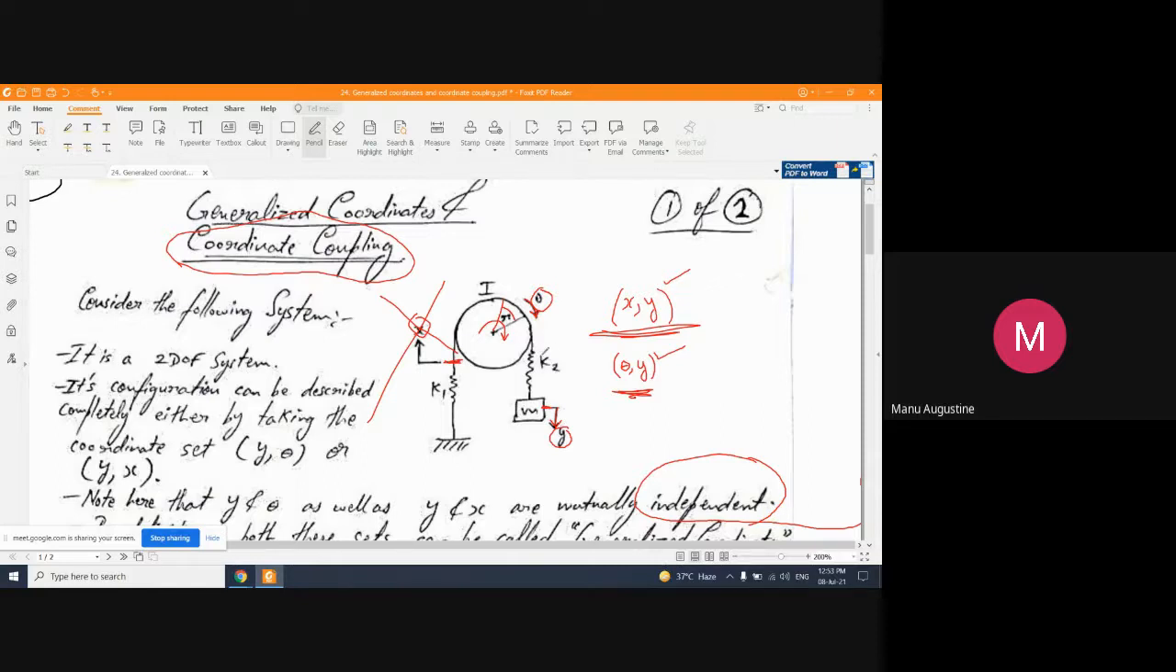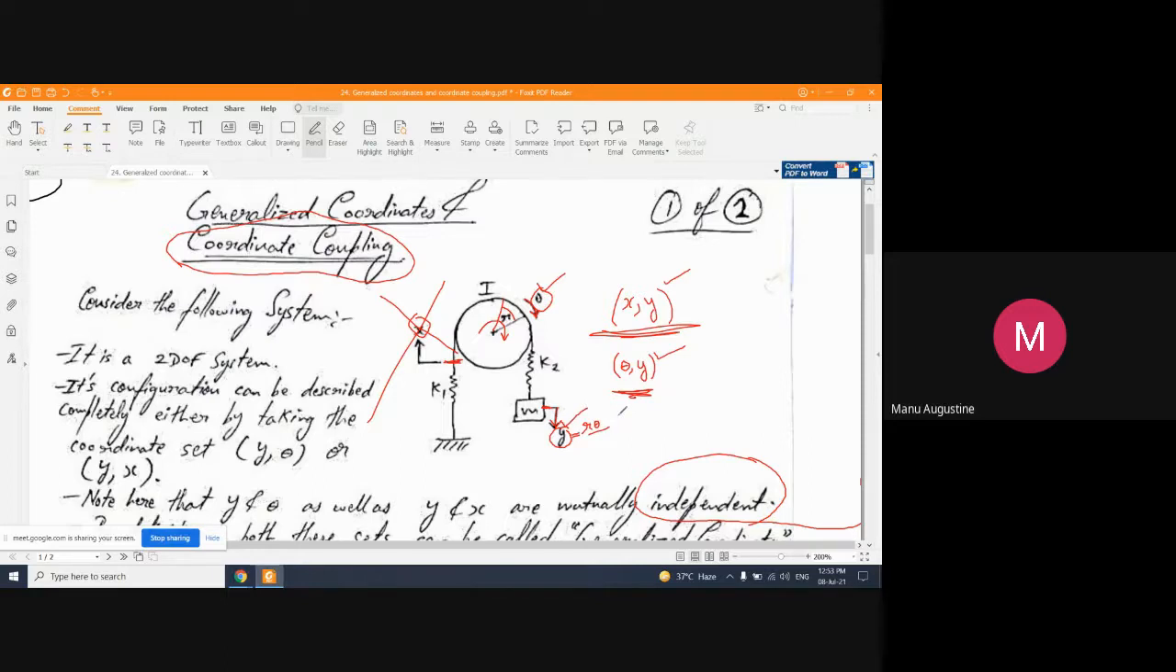Although no extension in the spring K2 will occur, y in this case will be equal to r theta, because by rotating the disk by theta, you produced an extension in the wire of r theta. Now this extended wire will go down, and as soon as it goes down, this mass will come down by a distance of r theta. So in this case, you simply gave a change in the coordinate theta, and you automatically got a change in the coordinate y. So now some people would say, then how are they independent?